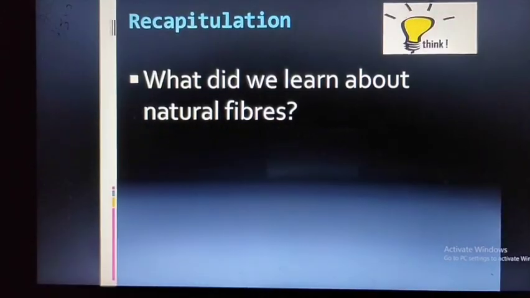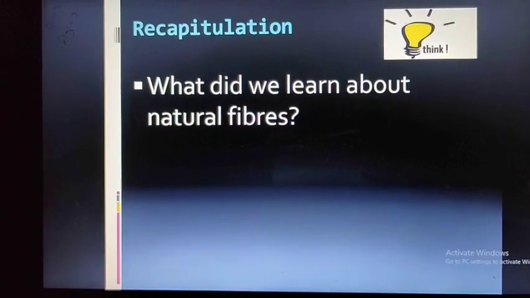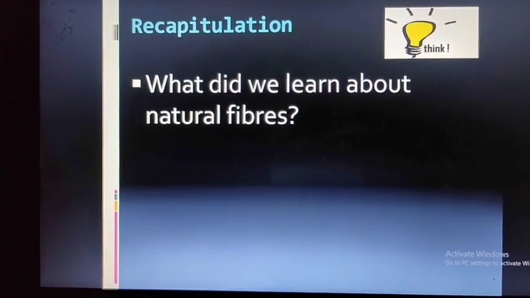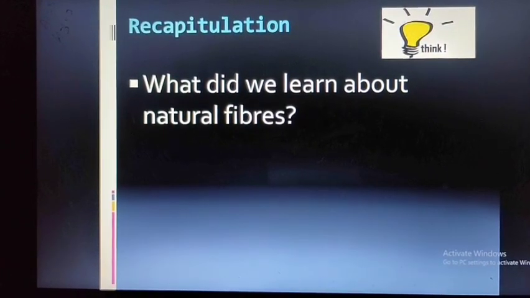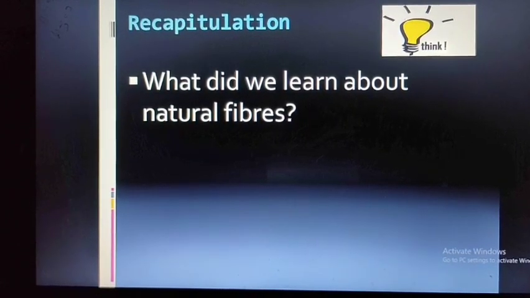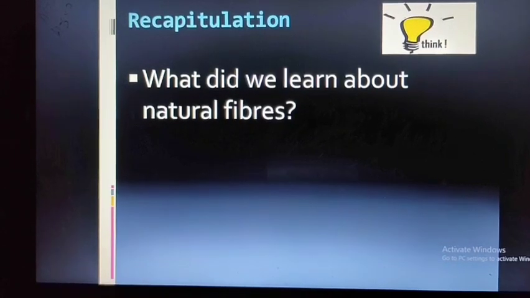Now this is the time for recapitulation. In this block, we discussed classification of fibers on the basis of their sources, comparison of properties of plant and animal fibers, and extraction processes of cotton and jute fibers. Now, by discussing the questions related to these topics, we will do recapitulation.